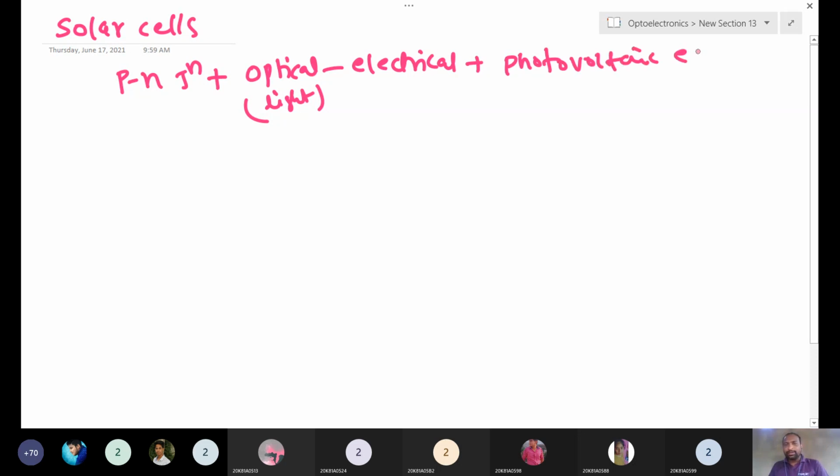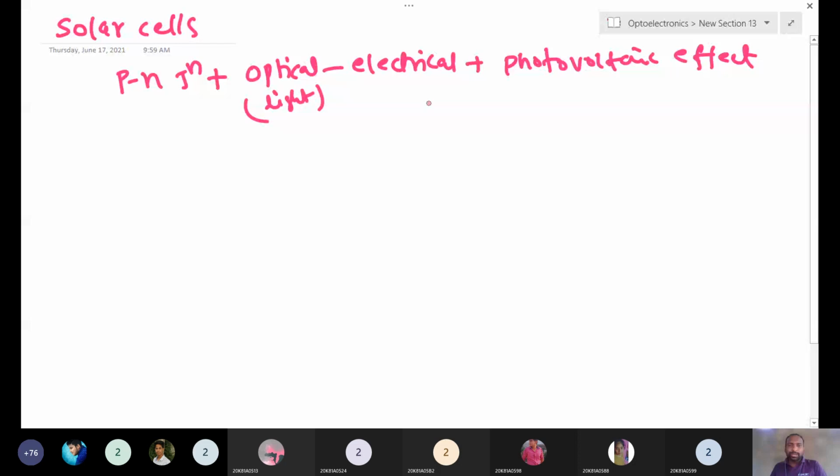Photovoltaic effect means that even if you shine some light on a material, electrons and holes will be generated. But these electrons and holes will not leave the material; they stay within the material, and the electrons are free to move within it. That is the photovoltaic effect. Here we connect the PN junction under this condition. This is the simple definition of a solar cell.